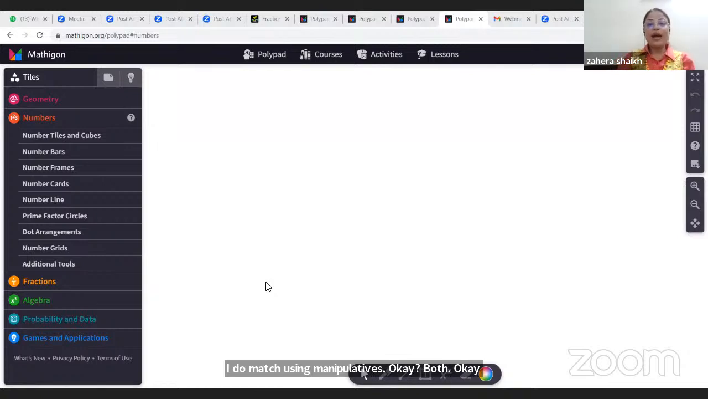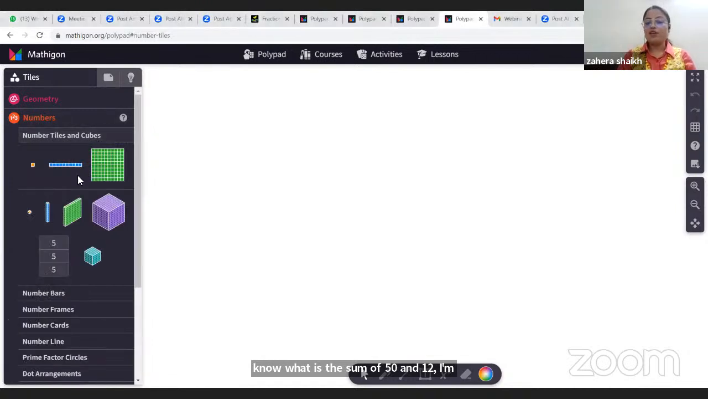So I'll just share quickly two examples. Second one, learning by doing, I use manipulatives. Suppose I ask you to let me know what is the sum of 50 and 12. I'm going to use these styles. In both statements the manipulative is used, right? So now the first statement, I do maths using manipulatives.